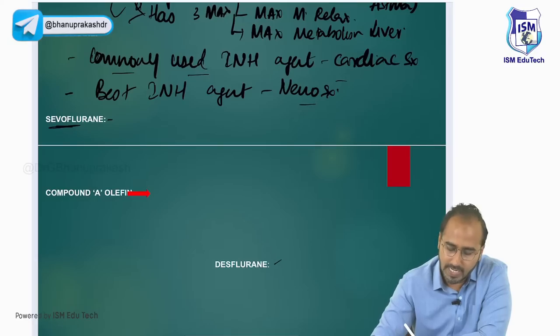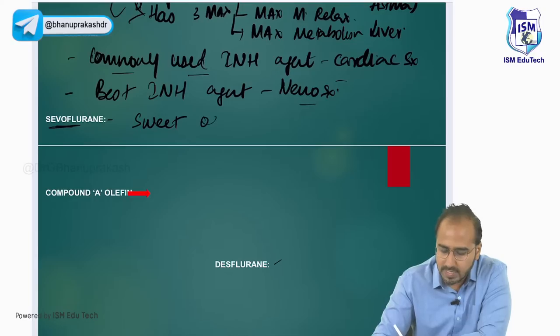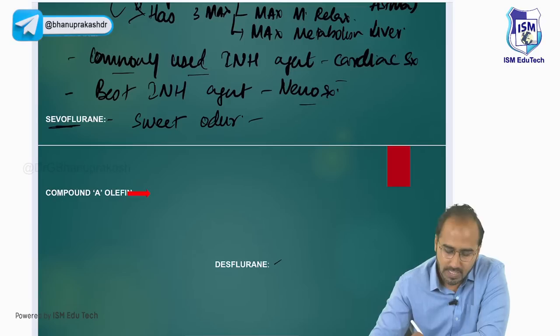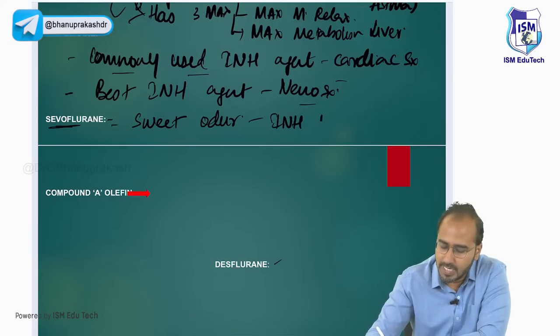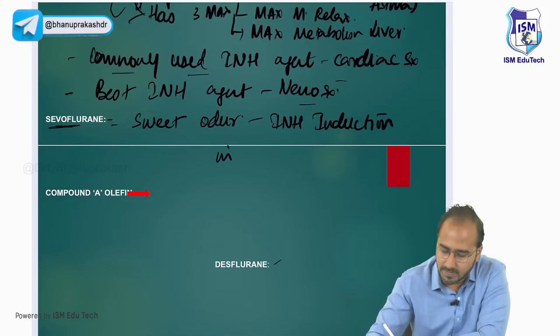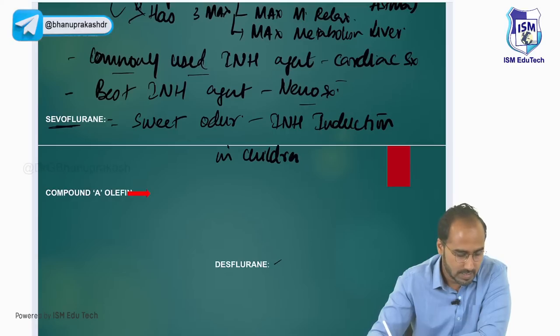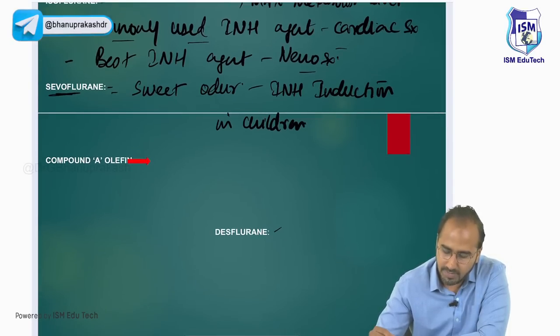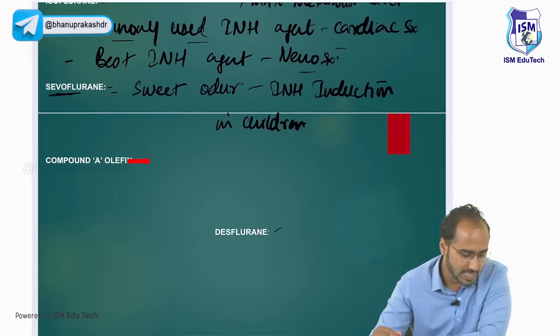Sevo means sweet. It has a sweet odor. That's why it is used in children. It's the inhalational agent of choice for induction purpose in children. It's used for inhalational induction in children. In whom, guys? In children. Okay. Next.